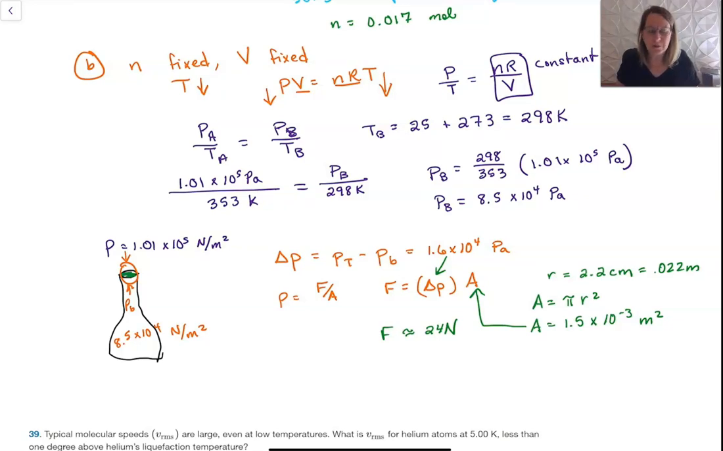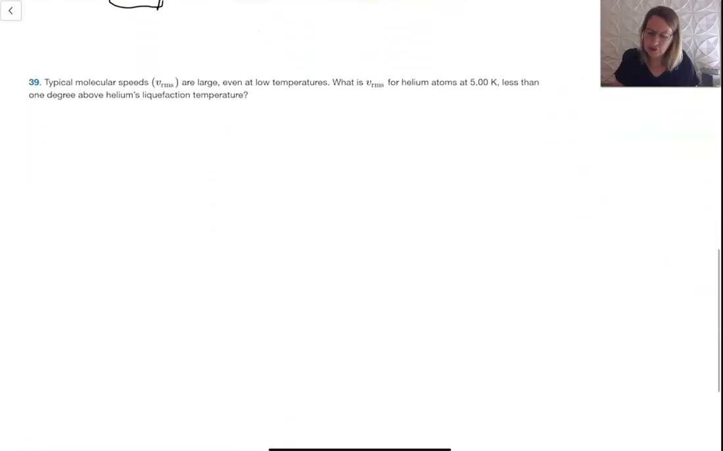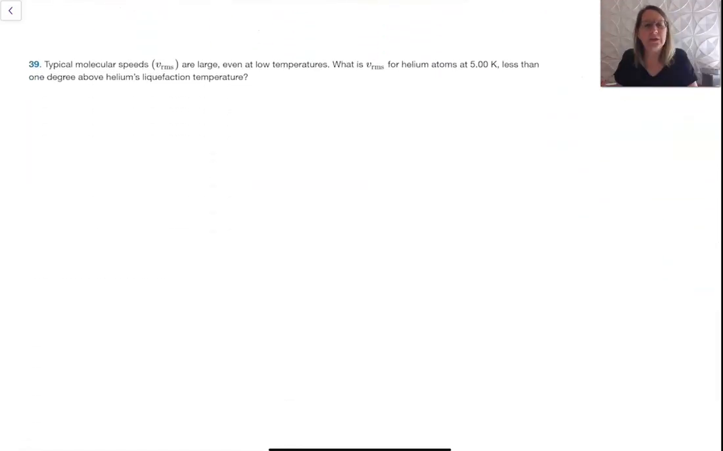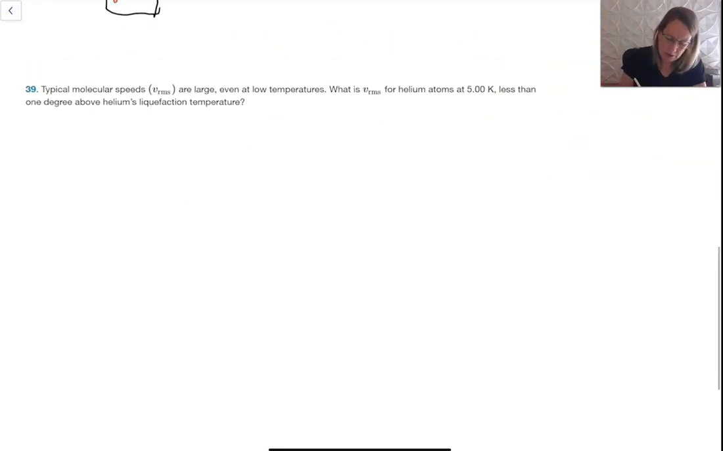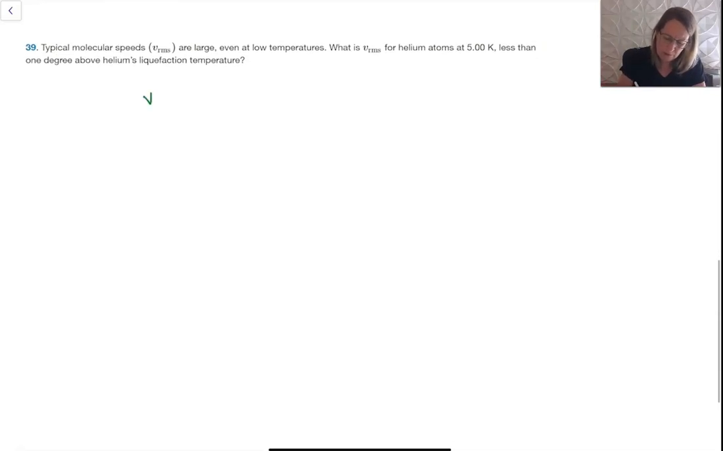Okay, so that's the first problem. The second problem we're going to look at is, again, just getting used to the units and to the speeds of things. This is asking for the VRMS for helium when it's only a degree above the point at which it liquefies, so it's just at 5 K. This is pretty cold helium, okay? The liquid helium that we keep in the double-walled jacket up in the NMR machine is at 4 K or slightly below, but helium liquefies at 4 K.